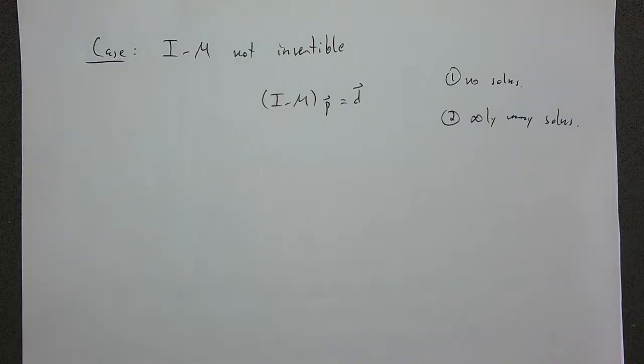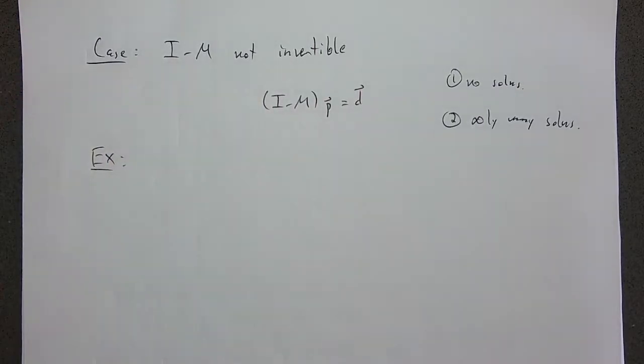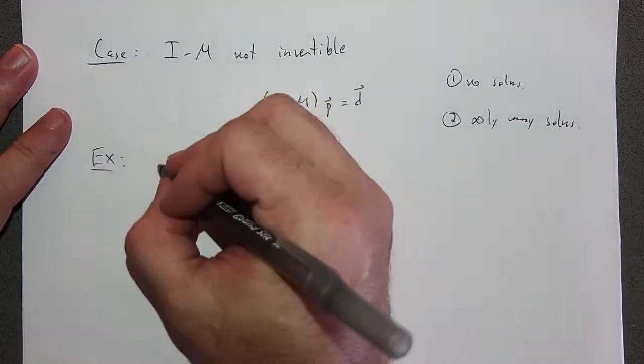Well, let's see some examples showing that either of these cases is possible. And there are a lot of ways in which this could happen, right? We didn't put any size restrictions on M. Even if we have a 2 by 2 matrix, very quickly we can see both of how this could happen.